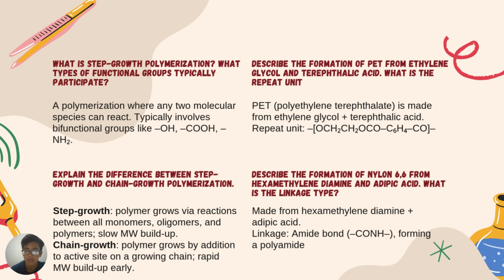We also have to describe the formation of nylon 6,6 from hexamethylene diamine and adipic acid, and what is the linkage type. What we make from hexamethylene diamine plus adipic acid has a linkage from the amide bond, which is CO and NH, forming a polyamide.